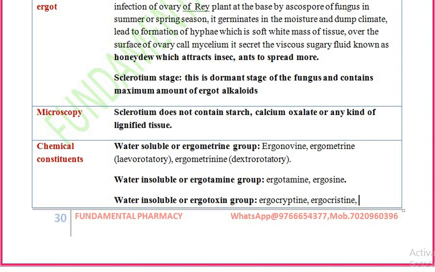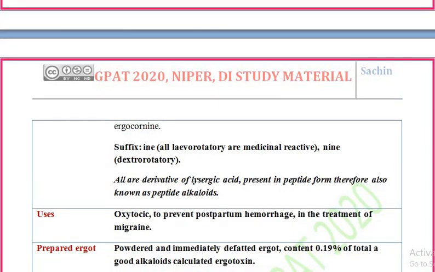Alkaloids with the suffix 'ine', that is ergometrine, ergonovine, these kinds of alkaloids ending with 'ine' are all levorotatory and are medicinally active. And those alkaloids which have the suffix 'inine' are dextrorotatory and are not medicinally active.